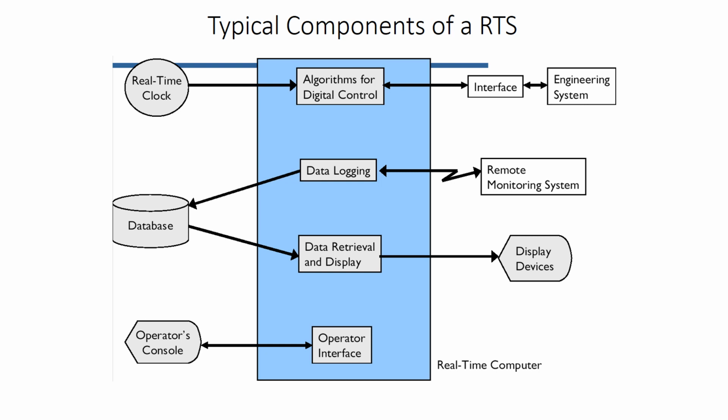We can see the typical components of a real-time system in computers. Here you can see the environment and the remote monitoring system. All this data goes to the database and is displayed. The real-time clock is there, and the engineering system is interfaced with the algorithm of the digital controller. There is an operator console, you can see the interface. It completely depends upon the real-time clocks.